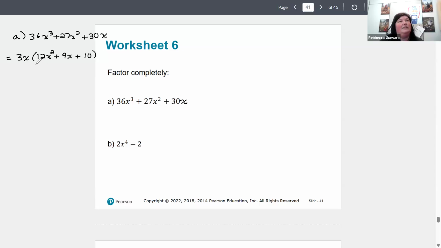So the next part of this is we want to try to see if we can factor this part further. So I'm pretty sure it's not a perfect square. So we'll have to use an AC method. So my A times C would be the 12 times 10, which is 120. So we need two numbers whose product is 120 that would sum up to 9.